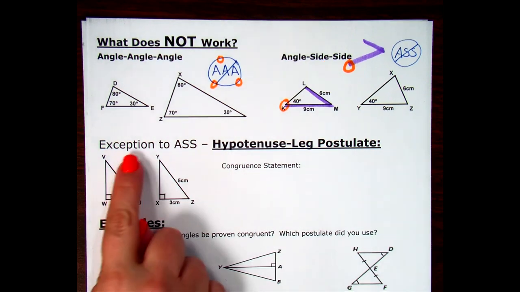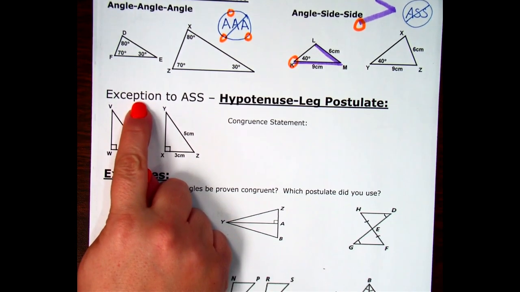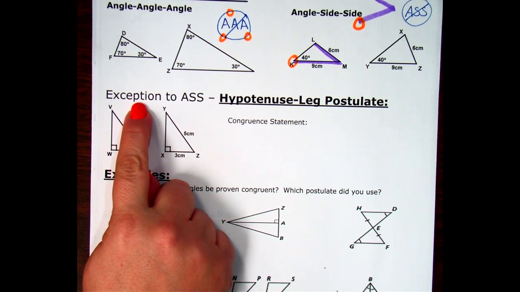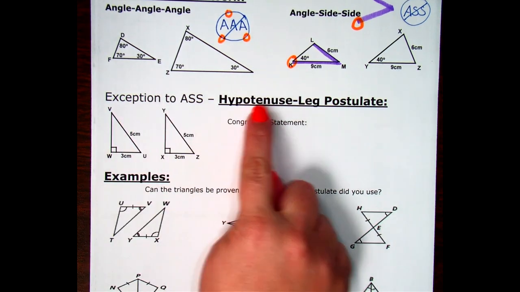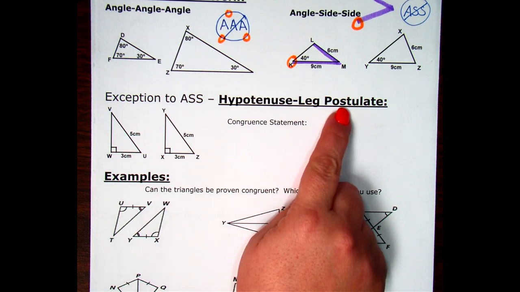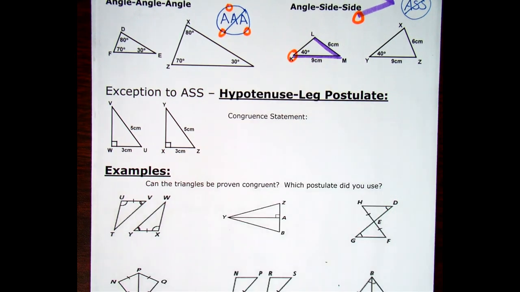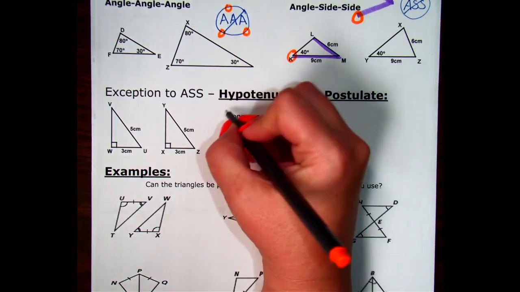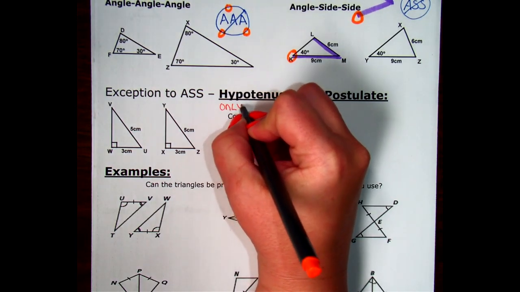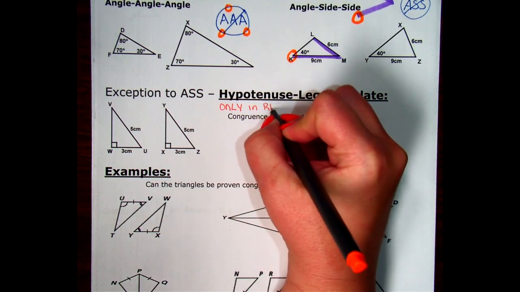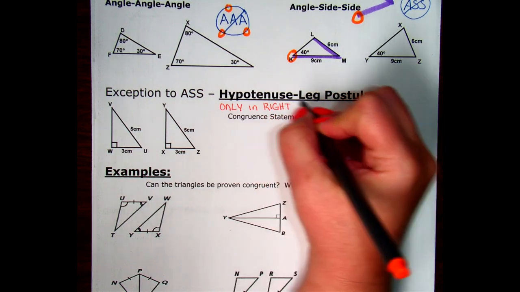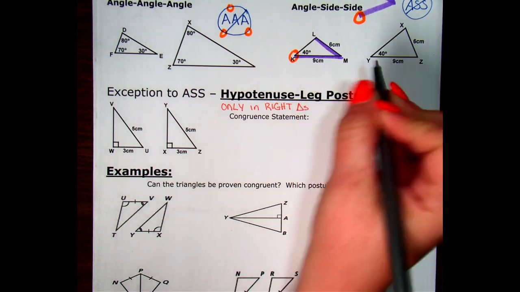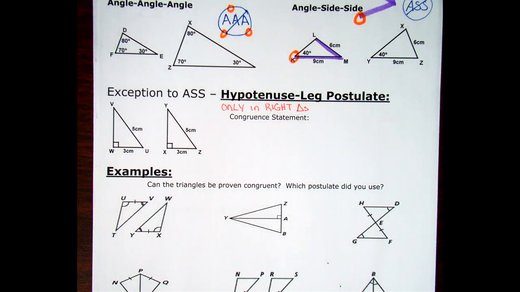However, there is an exception to it. Okay? There's an exception to angle side side. My exception to angle side side is called the hypotenuse leg postulate. Okay? When you have a right triangle, so only in right triangles. Only in right triangles does this work, okay?